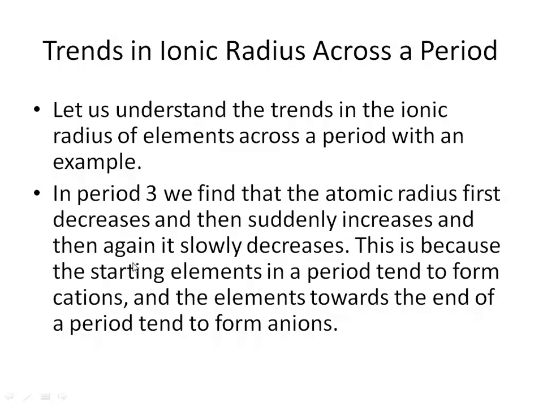Students, Na, Mg and Al all form cations. As we move along the period, these cations convert into anions. Hence you observe that suddenly the size decreases, then increases, then again decreases. So what happens to the ionic radius along the period? Moving along the period, it goes on decreasing, and along the group, or down the group, it goes on increasing.